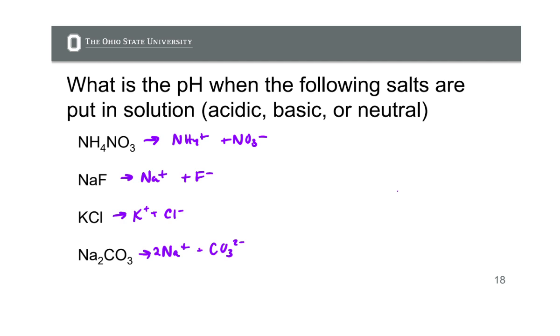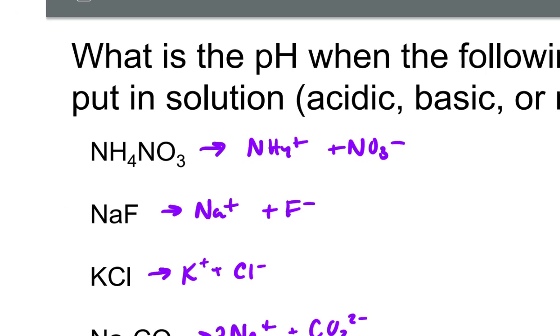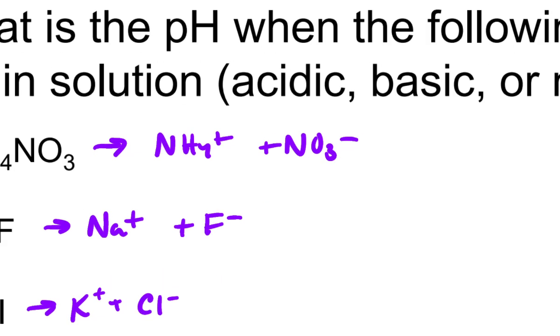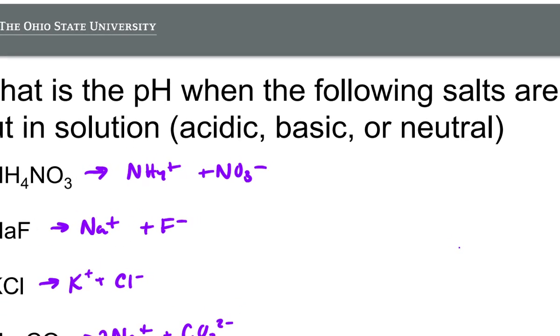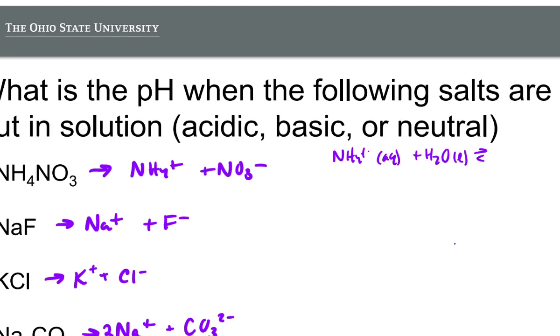All right, let's take a look at this first example. We have NH4NO3, so ammonium nitrate. When we put ammonium nitrate salt into solution, it's going to dissolve into ammonium ion and nitrate ion, NH4 plus and NO3 minus. Okay, so for this first example, I'll walk you through what we're going to do. We're going to take each of these ions and combine it with water and determine what the products are.